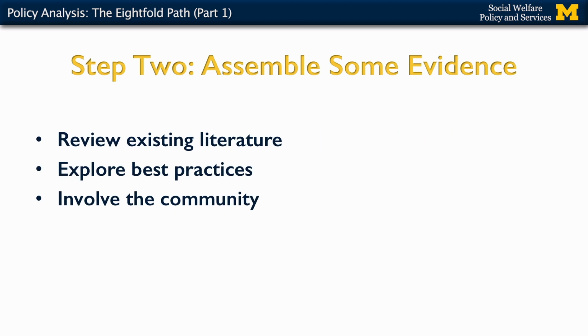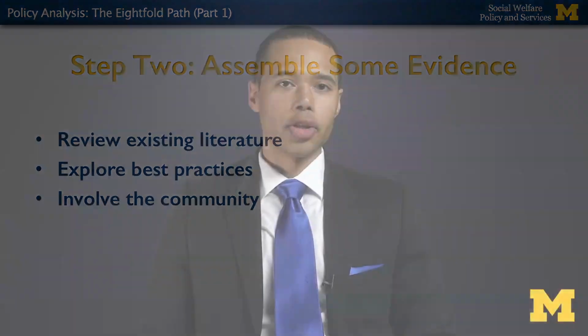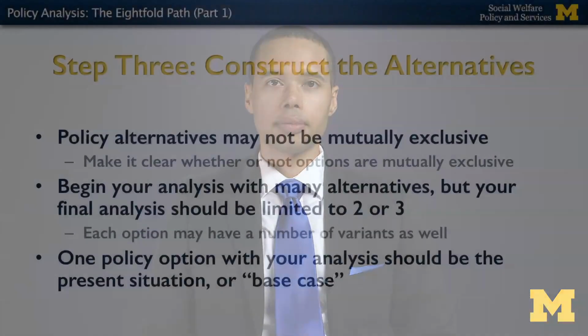So in assembling evidence, you're going to review existing literature. You want to take a look at what has already worked, and you want to keep the community involved as you try to develop these policies. So you could hold a town hall or community gatherings to discuss the different policy options that you're looking at, depending on what your role is in trying to define this.